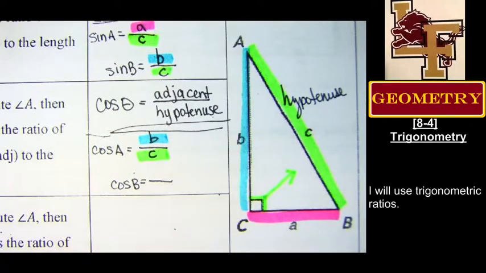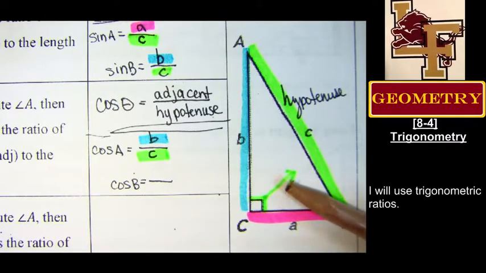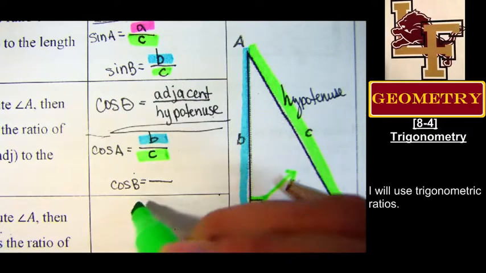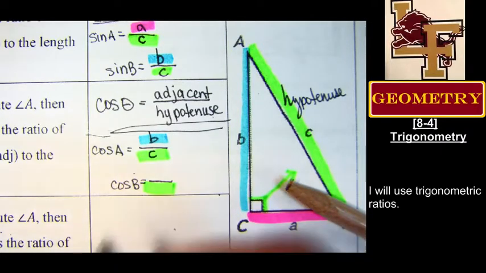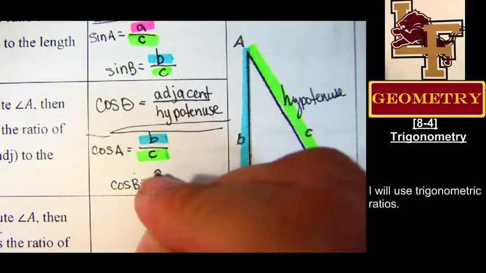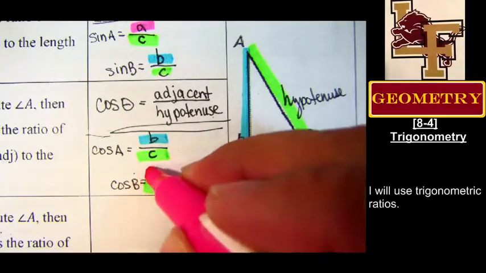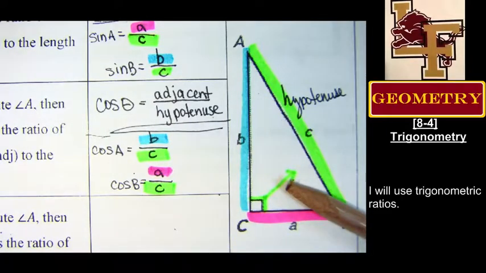Now looking at this from angle B's perspective. There's angle B. This is adjacent over hypotenuse. Which side is adjacent to angle B? C. C is the hypotenuse. So which side is adjacent? A. Very good. Easy enough?